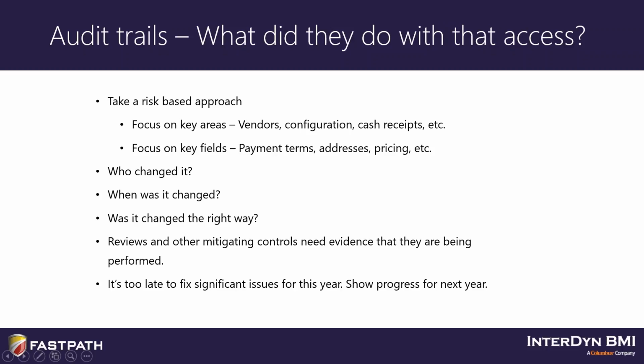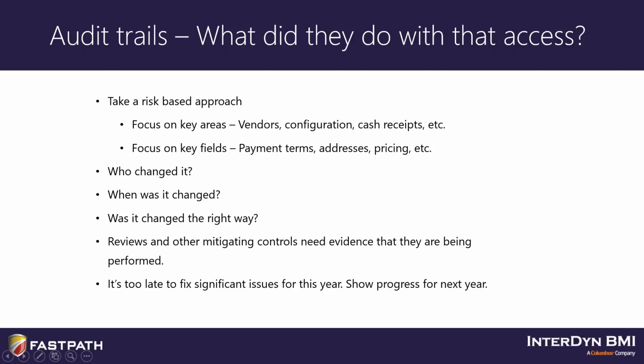But if you're going to use an audit trail tool of any sort, again, and this is something that you hear us say over and over and over, and I know it sounds like a broken record, you're going to want to take a risk-based approach. You're going to want to focus on key areas, so your high-risk areas. And then even then, you want to focus on key fields. So for example, if we're talking about vendors, you want to focus on maybe payment terms, addresses. If you're talking about items, maybe on the pricing of those items, things like that. So you don't need to audit every single field or every single point in the system, but only those key ones.